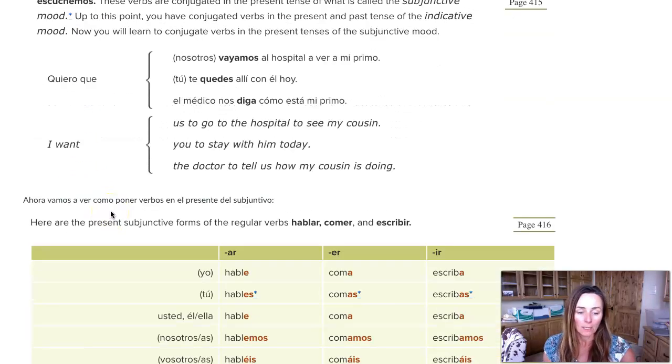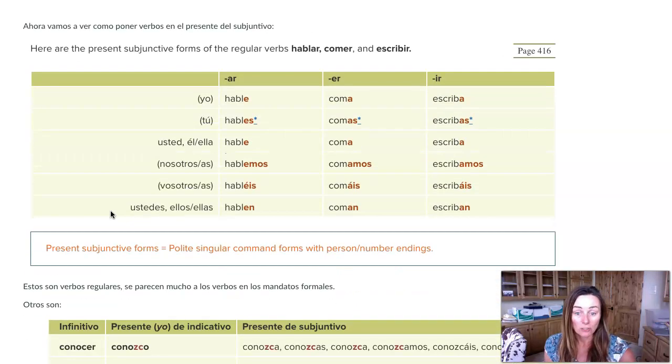Bien? Okay, so how to put verbs in the subjunctive. This should look really familiar. It says present subjunctive forms are the same as polite or formal commands, which is what we were doing last week. Except you can see the difference here. Instead of just hable y hablen, you can see you actually conjugate the verb. So es, emos, en. ER, IR verbs are the same. So they all end in a. As, amos, áis, y an.